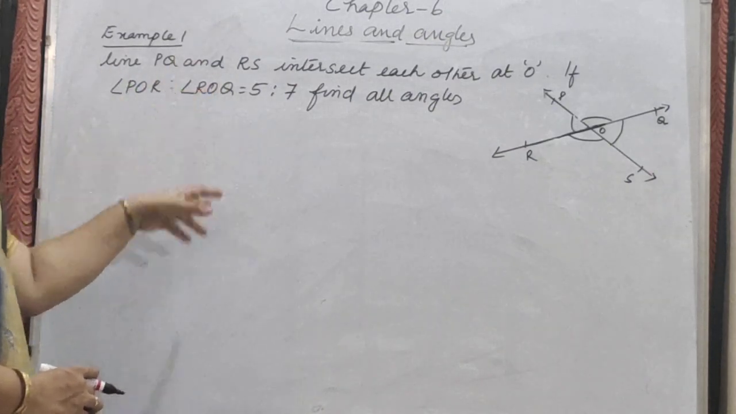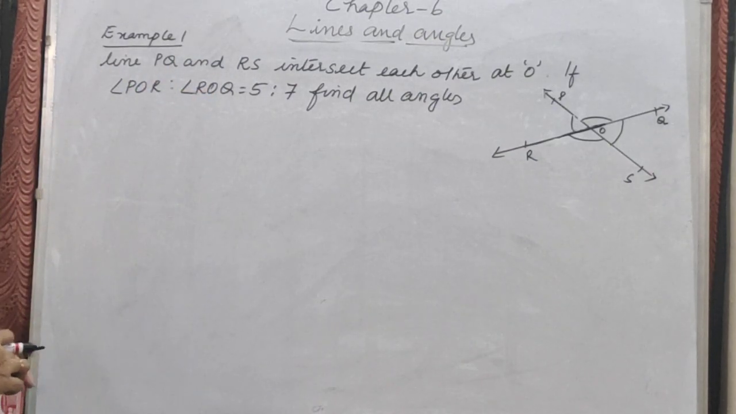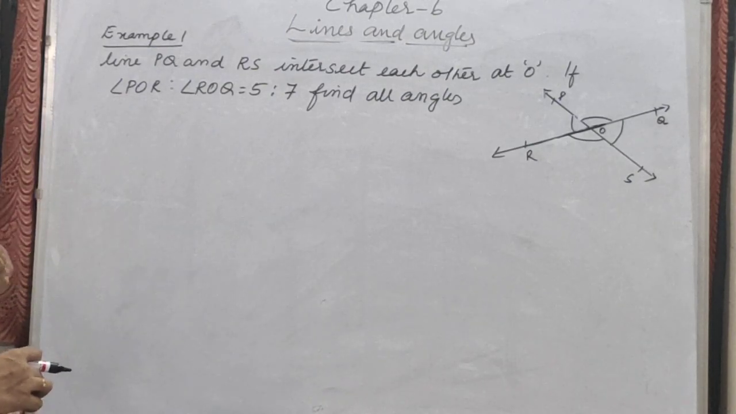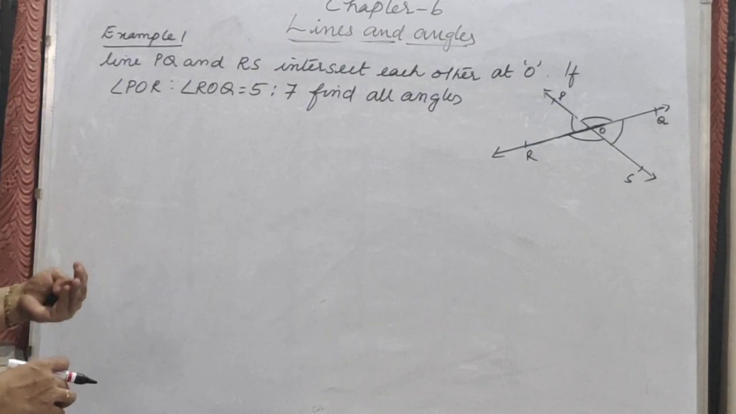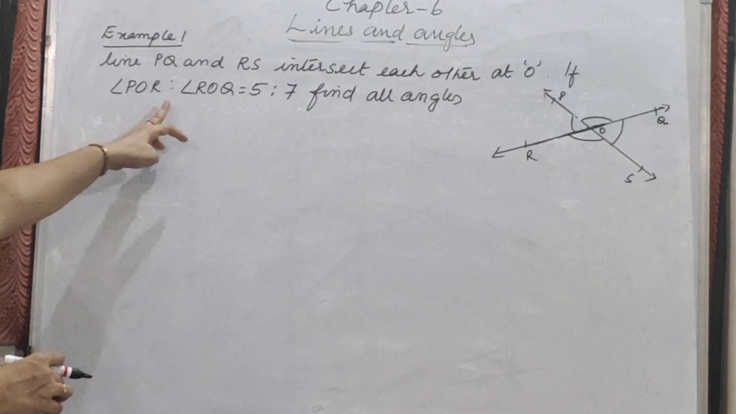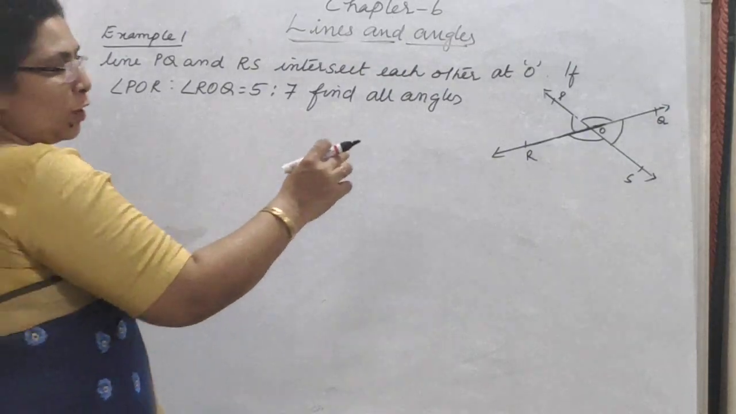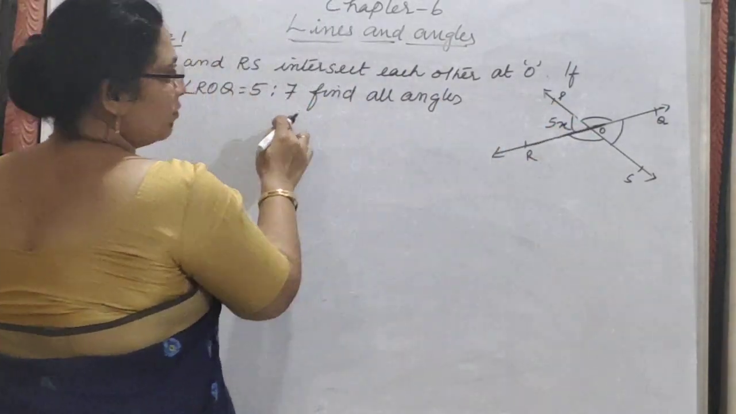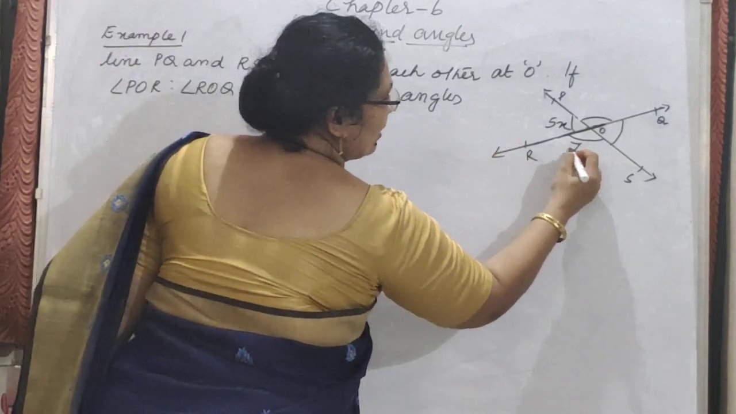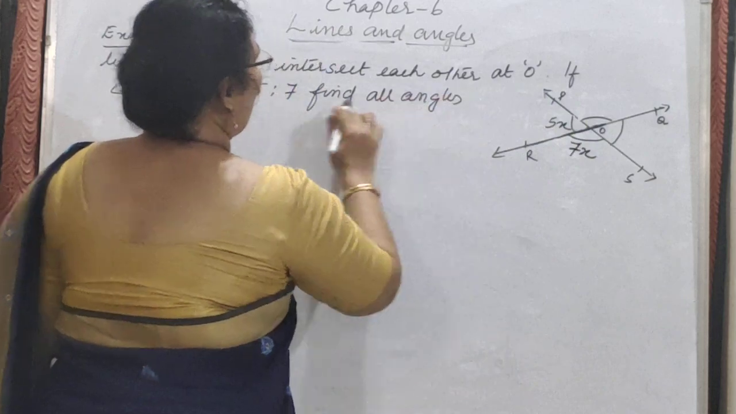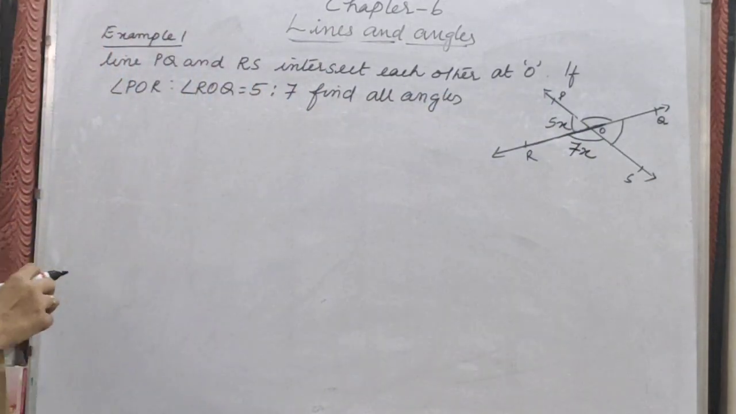Line PQ and RS intersect each other at O. So that is given to us. The diagram is already given. Four angles you can see, vertically opposite angles, and they also gave that angle POR is to angle ROQ. Which is POR? POR is this angle. Let it be 5x because 5:7. ROQ, that is 7x, right? So these are the two angles given, and the question asks to find all angles.